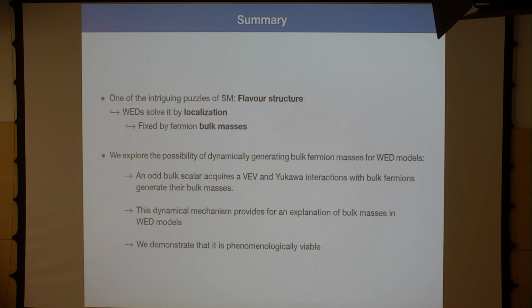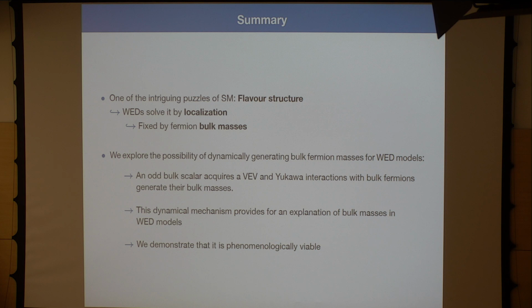So this is what I wanted to tell you about. As I was saying, one of the most intriguing puzzles of the standard model is the flavor puzzle. We are able to solve it using a warped extra dimension, and the most important parameters here are the fermion masses, but we don't really have an explanation for them. We were just sticking a sign function to the mass term, and here we explore the possibility of generating this dynamically.